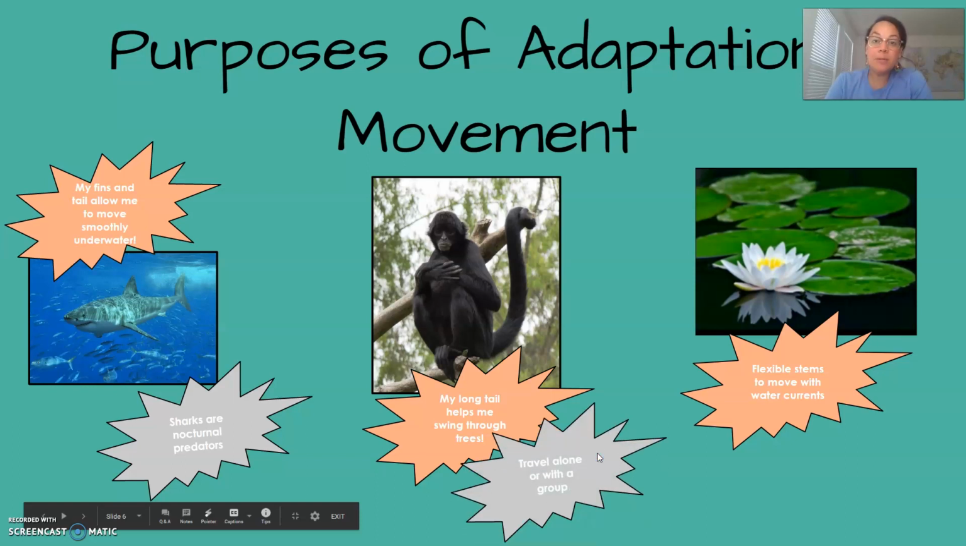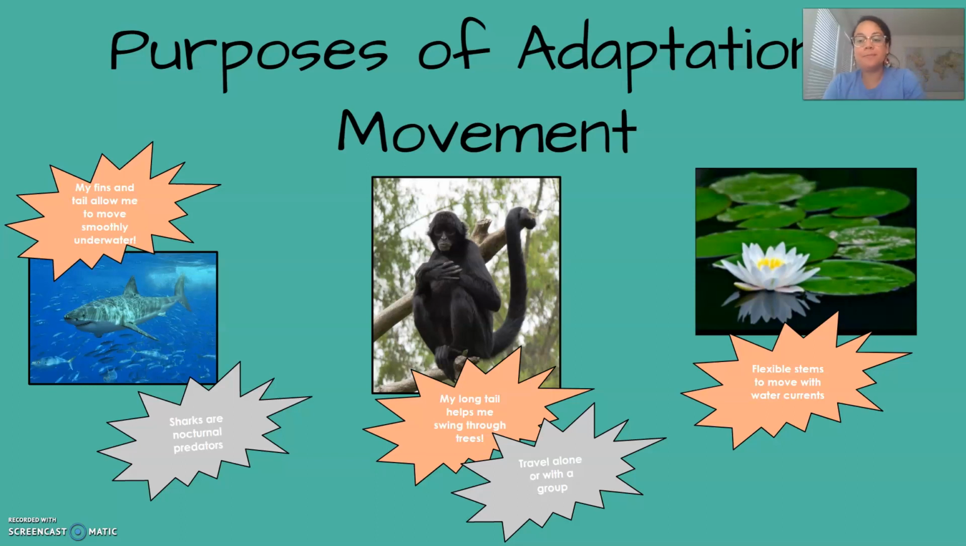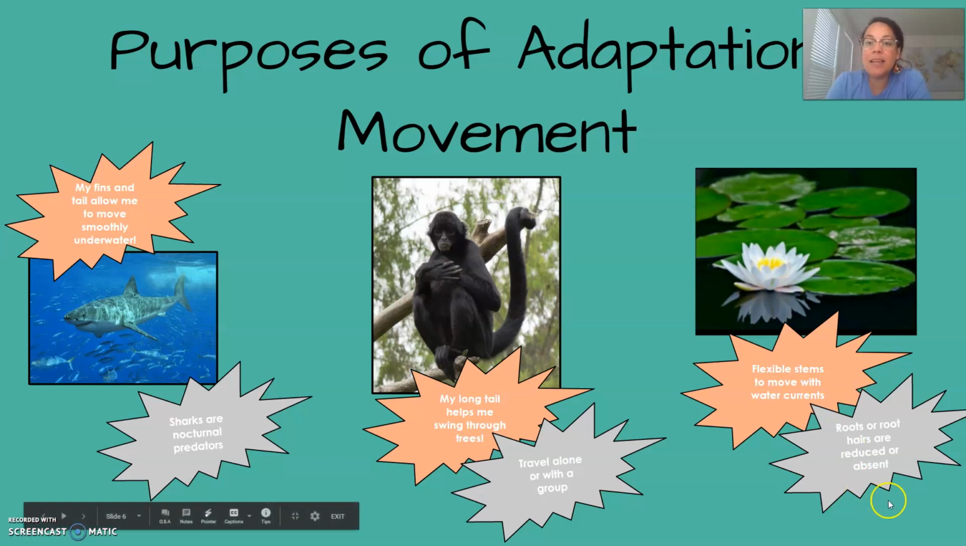A behavioral adaptation of a monkey is that it'll travel alone if there's not very much food around. It'll just leave the group. And if there's plenty of food, they stay together. This water plant has flexible stems that allows it to move with water currents. And a type of behavioral adaptation of this plant is that it will either grow roots or just root hairs and short roots if it needs to. But to keep on moving, to keep on reproducing, it doesn't always grow roots.